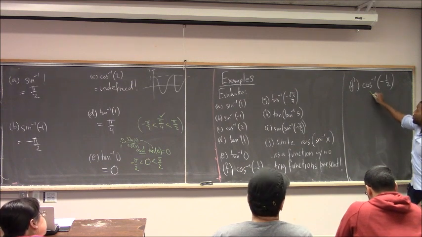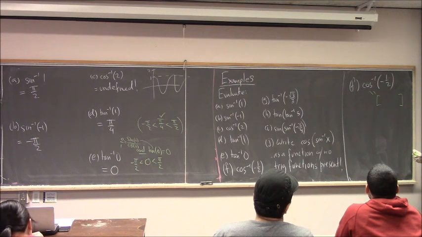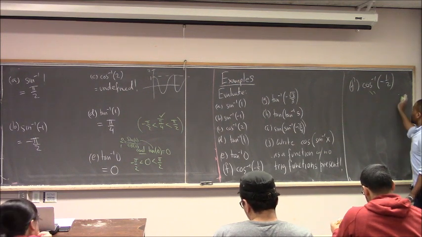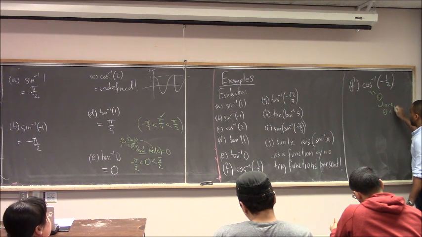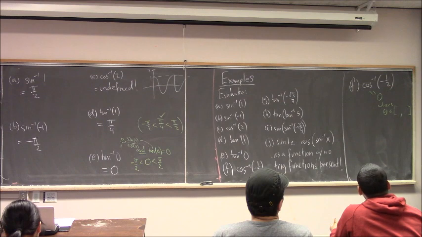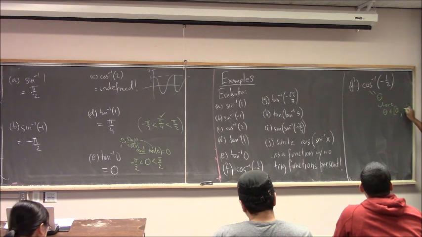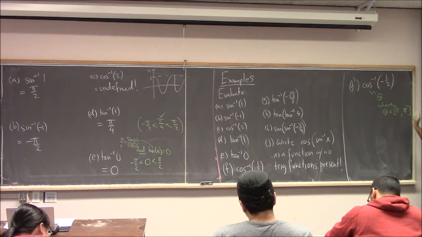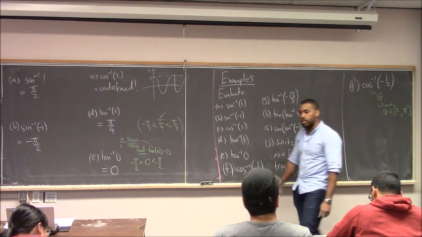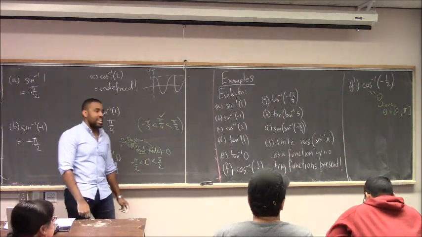So first, what should the output be? Where is this going to live? This is going to give you some theta where your theta lives where? In what window? Zero to pi? 0 to pi. So any negative answer is never going to be the answer. It has to be somewhere between 0 and pi is what you're supposed to tell me. Think of an angle between 0 and pi where when I plug it into the cosine I get -1/2.